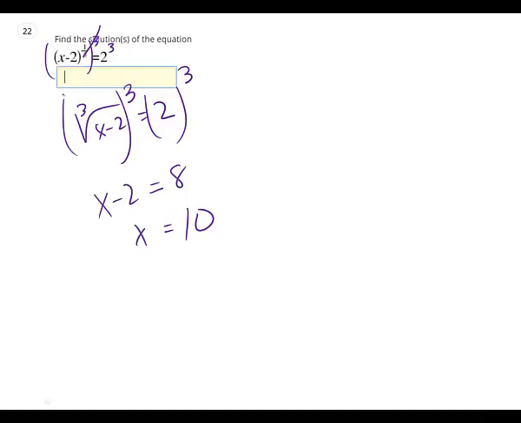But what's 10 minus 2? 8. Cube root of 8 is? 2. So it's good to always do that extra little check, especially if you've got time. Okay?